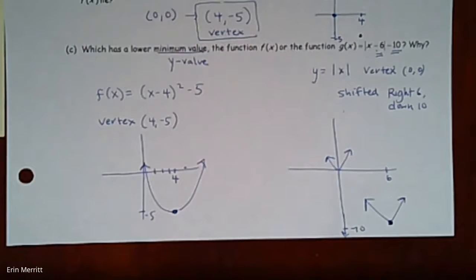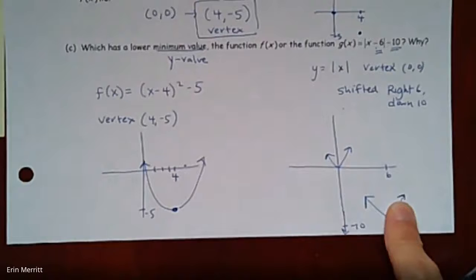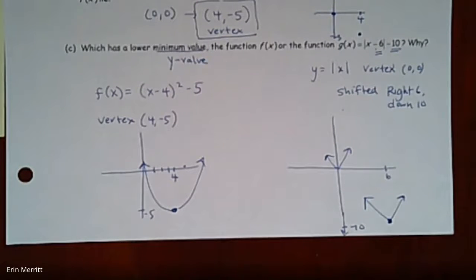At this point, you should know the answer to the question, right? So make sure to answer that on the post video question. Which function has the lower minimum value? Is it the quadratic one or the absolute value one? All right. Talk to you guys tomorrow in class about it.